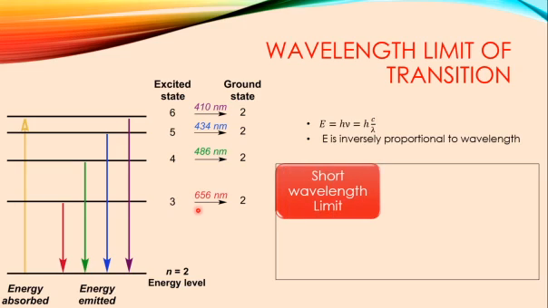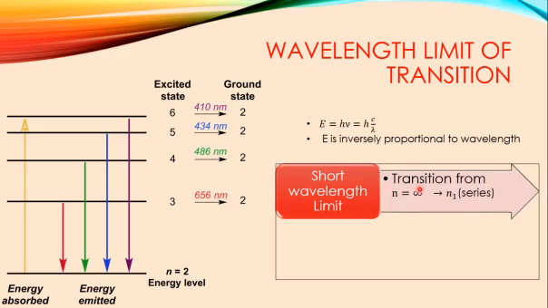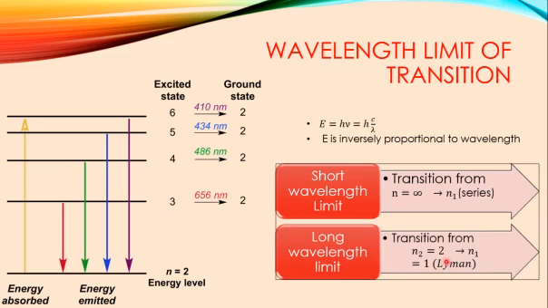So for any transition series, there will be a shorter wavelength limit and a longer wavelength limit. The shorter wavelength limit corresponds to a transition from the highest energy possible, n equal to infinity, to the n1 of that corresponding series. And what will be the longest wavelength? The longest wavelength corresponds to the immediate transition in the series. That means for the Lyman series, it would be from 2 to 1. For the Balmer series, it would be from 3 to 2, and so on.